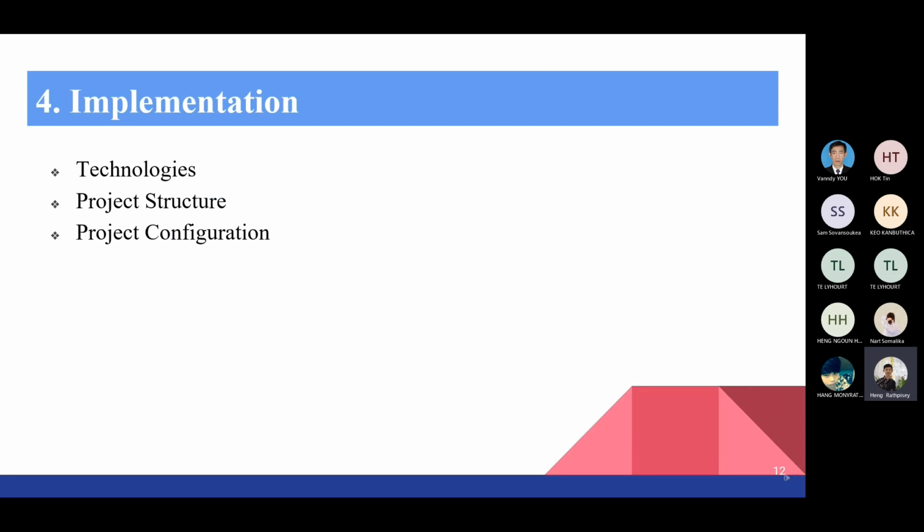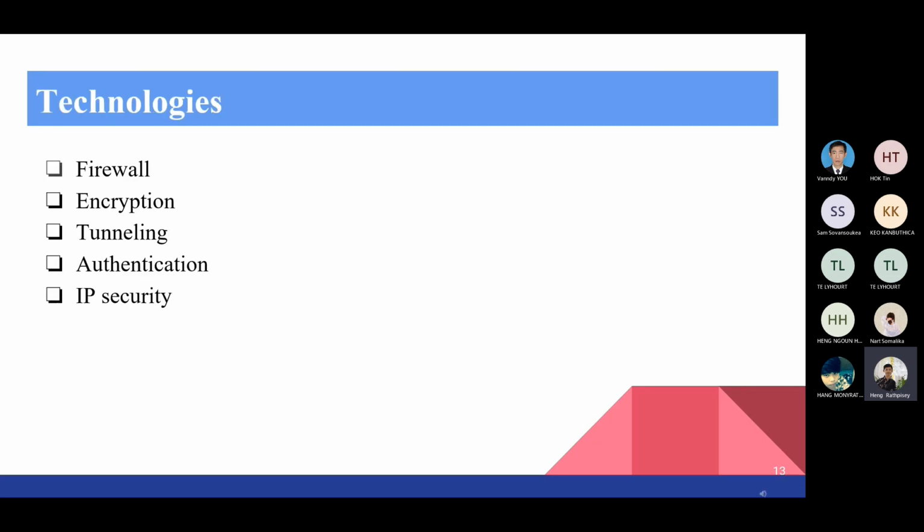Continue with part 4, implementation. I'm going to talk about 3 points: technologies, project structure, and project configuration. Technology. As you can see, the 5 points below are the technologies I'm using: firewall, encryption, tunneling, authentication, and IP security. I will detail these technologies in the next part.